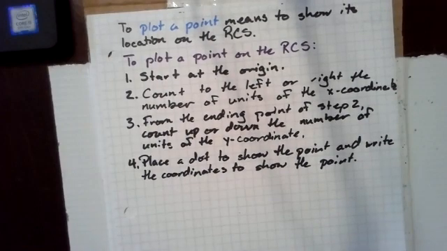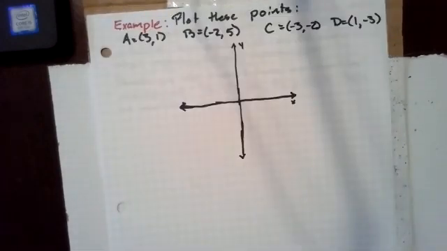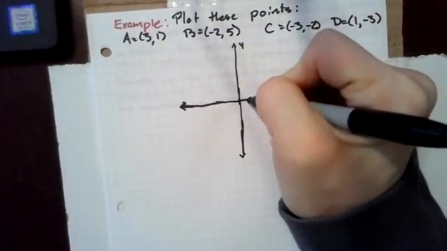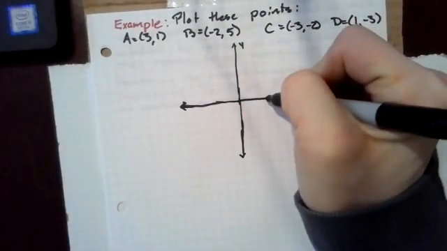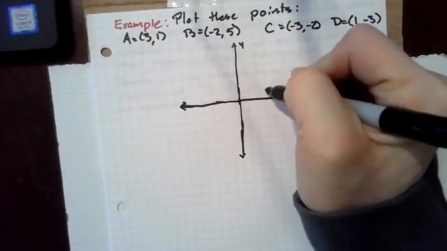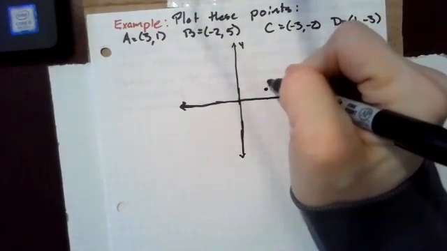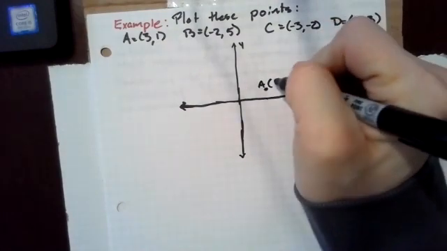Okay, so we're going to plot some points now. First, we've got (3, 1). So we start at the origin and count right 3. 1, 2, 3. And then we count up 1. There is our point. This is our point A. And we write the coordinates.